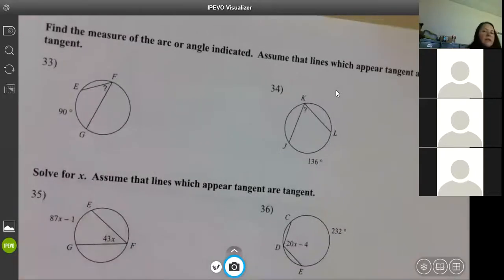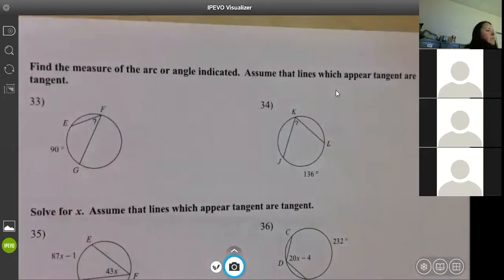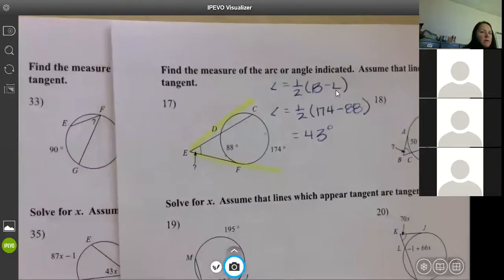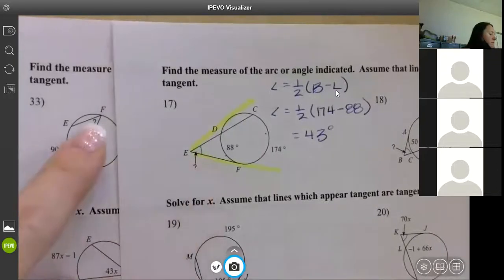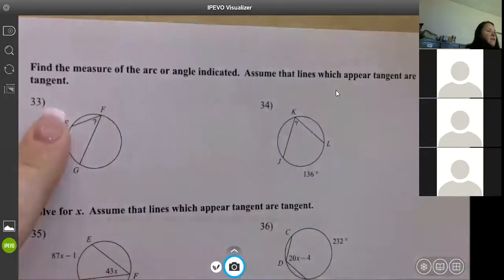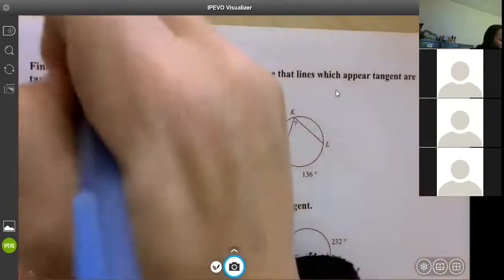All right, so then what's the difference in these angles compared to the ones we did in the very beginning? Where are the angles located? So here's the ones we did in the beginning. Where are these angles compared to this one? This one's outside, this is inside. These are the inscribed that we've already done.